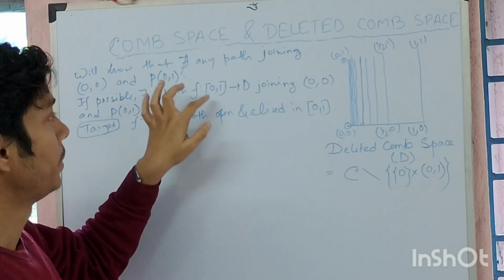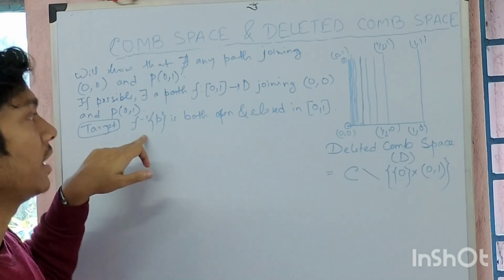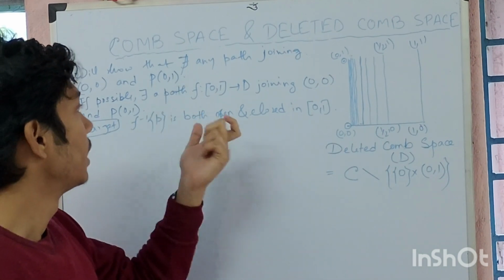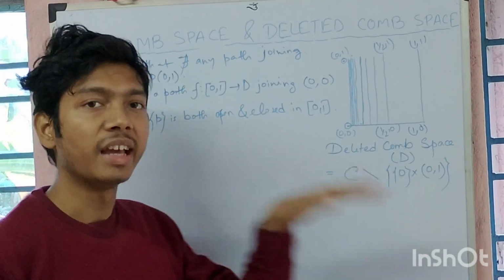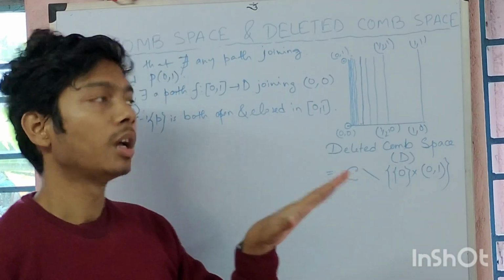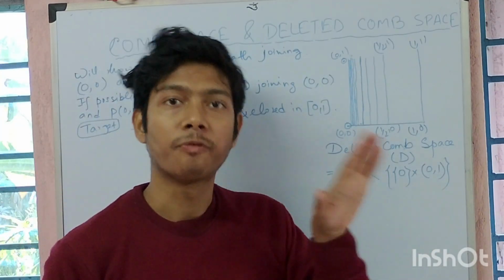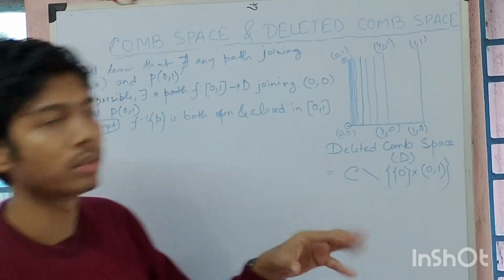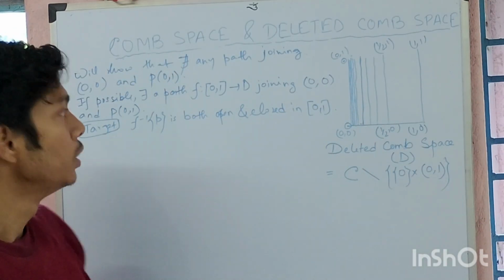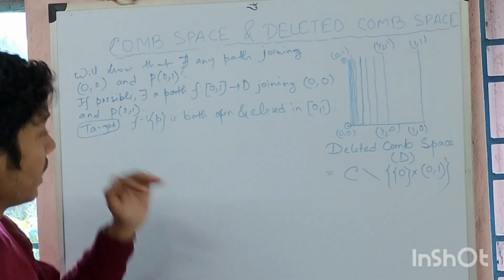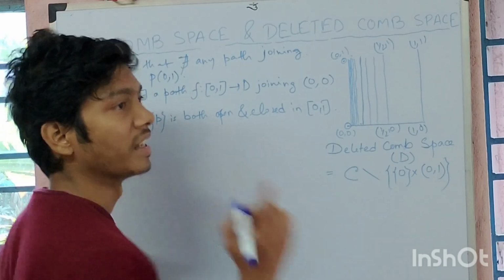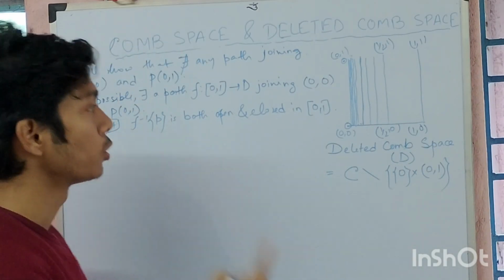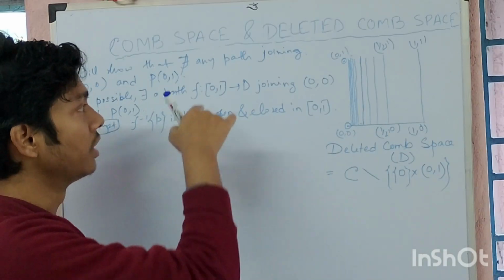I want to show that F inverse P is both open and closed in 0 1, because if I can prove that, then it will contradict: in 0 1, with the real line topology, the only sets which are both open and closed are phi and the whole space, but F inverse P is not phi or the whole 0 1 at all. Okay, you can check it. It's a beautiful thing. You can check it.